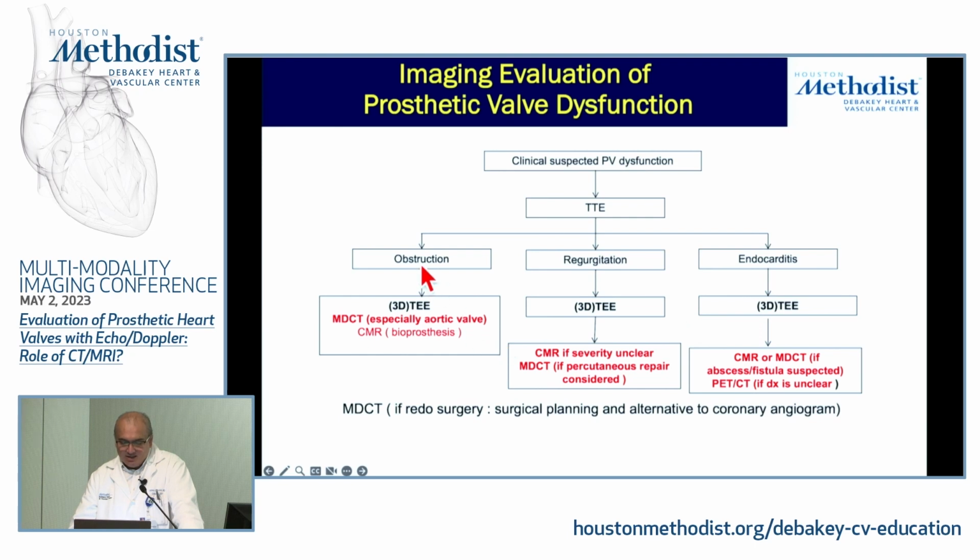In the obstruction pathway, I think CT is probably going to be the ideal modality to go with, especially if you're talking about the aortic valve, where sometimes you may be a little more challenged on transesophageal echo. If you're concerned about regurgitation, I think that's where CMR may stand out better than CT. And for endocarditis, as we've touched on, TEE is going to be the mainstay. There may be a role for PET if you're looking for abscess or infection.